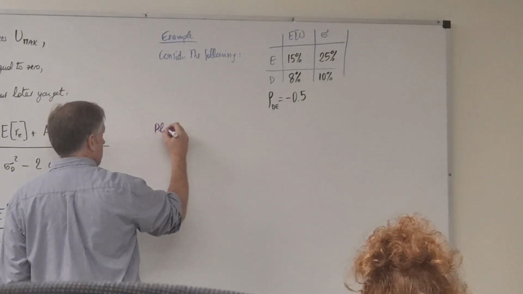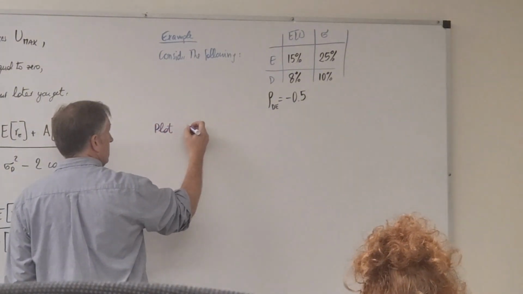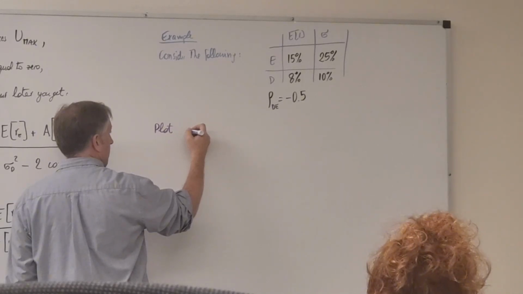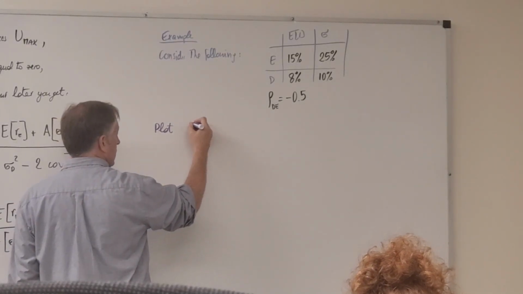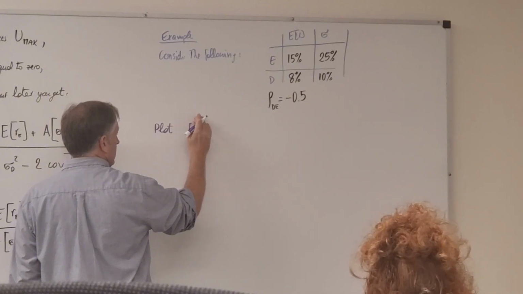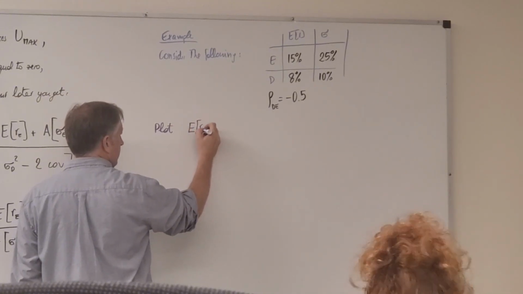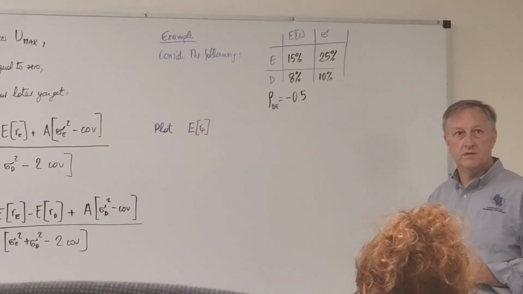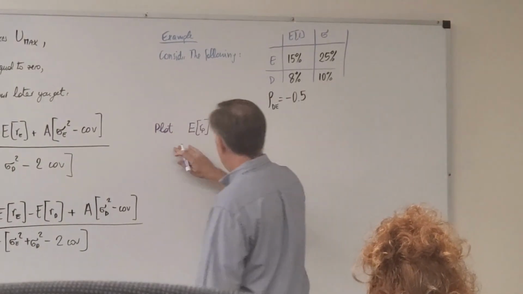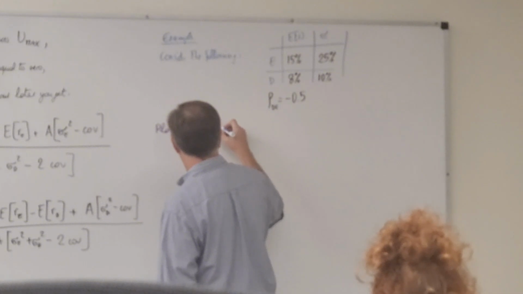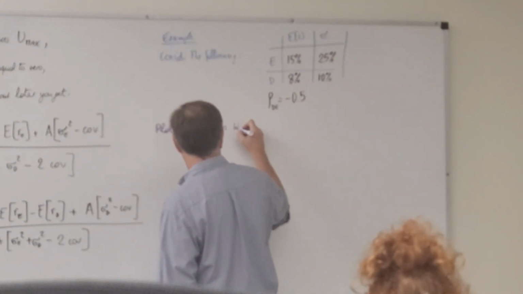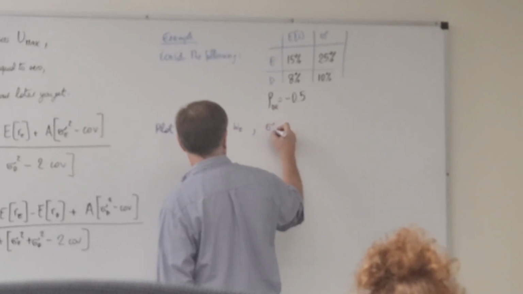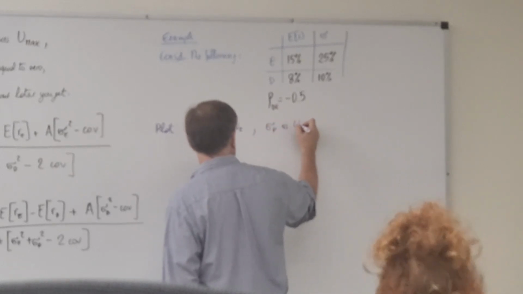And the question is, plot the expected return of P. How much time do we have? 20 minutes, okay, so we should be able to do it. Now, the expected return of P versus the weight of equity, risk of P versus the weight of equity.